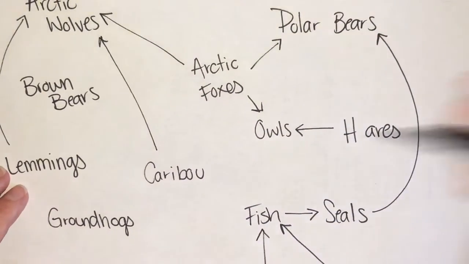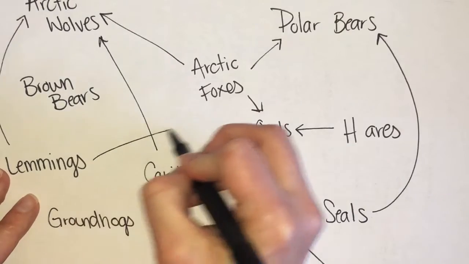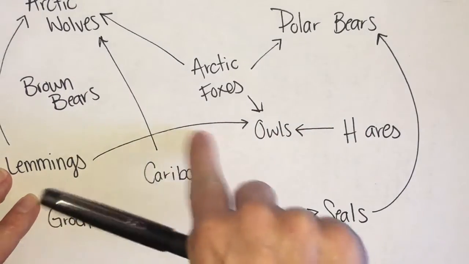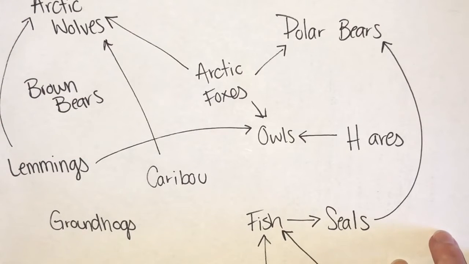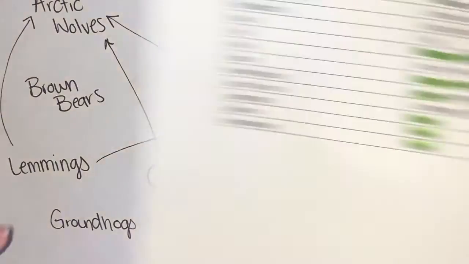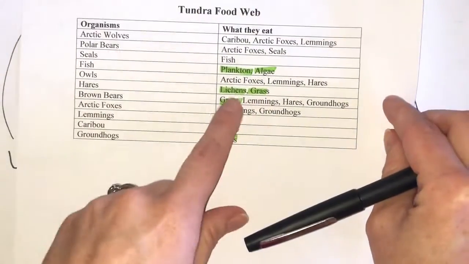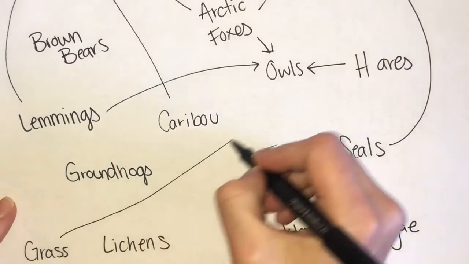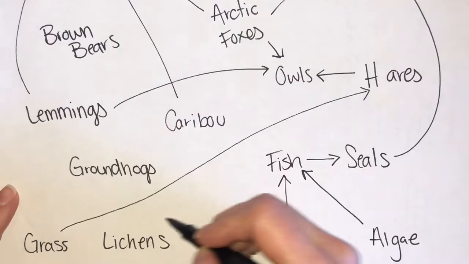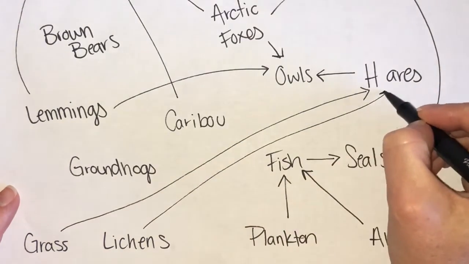And I'm missing lemmings, so I'm going to do that. Now it's okay that these crossed. The more organisms you get in a food web, the messier it gets, so that's okay. Next, I have hares eat lichens and grass. So here's our grass and our lichens.